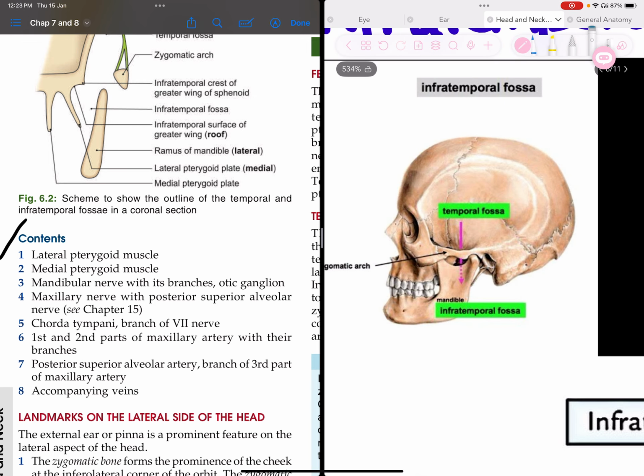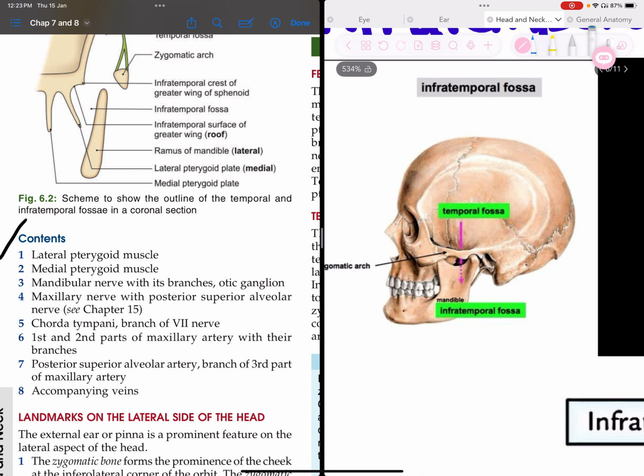So lateral and medial pterygoid you've mentioned, the mandibular nerve with its branches, otic ganglion, maxillary nerve with posterior superior alveolar nerve, chorda tympani, which is the branch of the seventh nerve, which is also known as the facial nerve. So chorda tympani is a branch of the facial nerve. That also you'll find here. First and second parts of maxillary artery with the branches. You'll find posterior superior alveolar artery, branch of third part of the maxillary artery, and you'll find the accompanying veins.